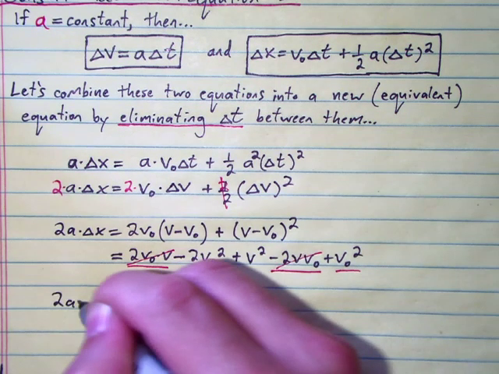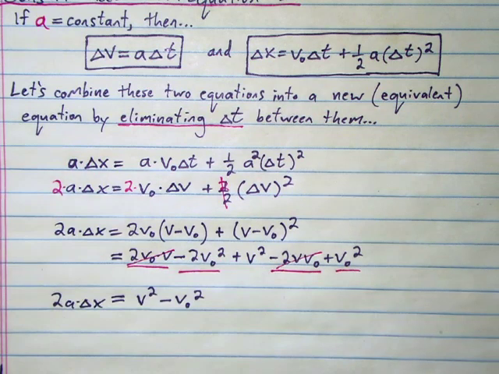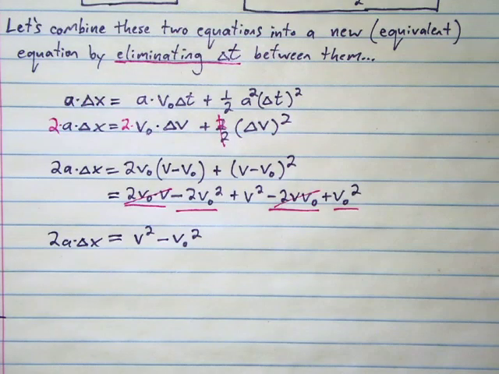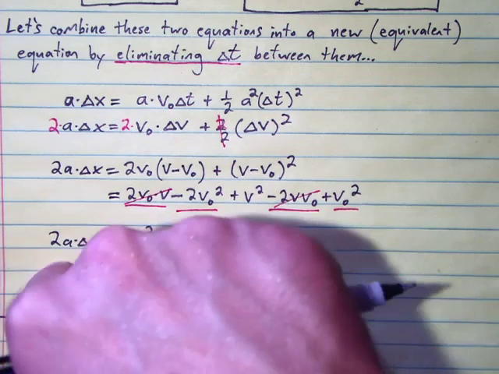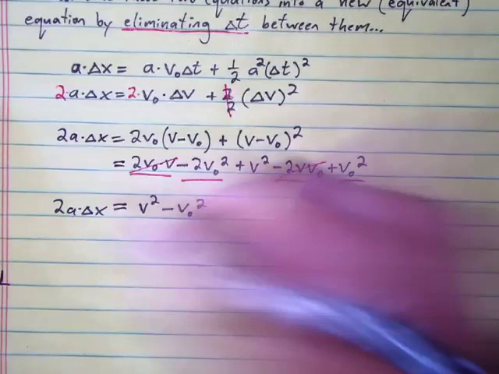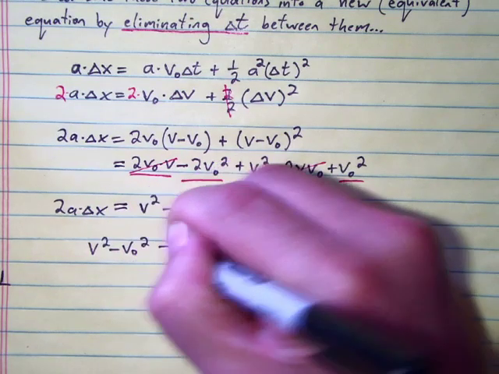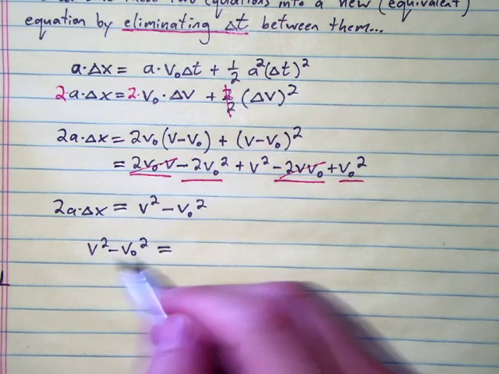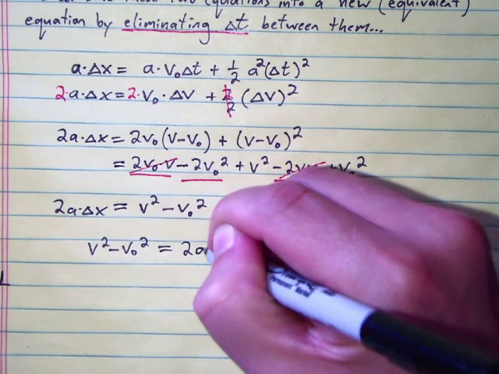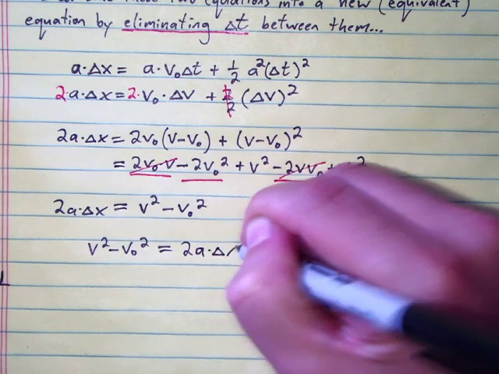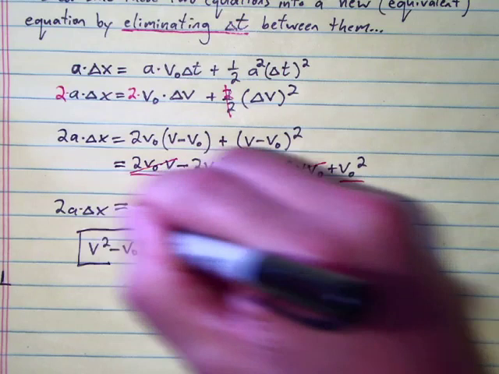I'll put my left-hand side back in. And this equation is usually written with these two sides flipped. So let me flip them, and then we will have our third equation for constant acceleration. V final squared minus v initial squared equals 2 times the acceleration times the displacement. There we go.